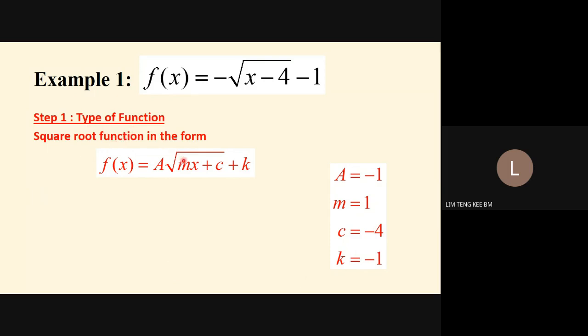So this indeed is the form that we would like to have, the form that we learned for graph sketching. If you compare the form that we learned and the example given, a is equal to -1, m, which is the coefficient of x, is +1, the constant c is -4, and k is -1. And among these, a and m are the important ones that help us decide the shape later. So the type is done. Now we go on with the shape of the function.